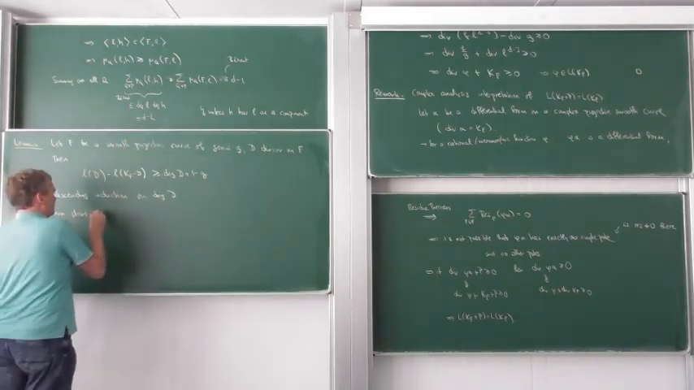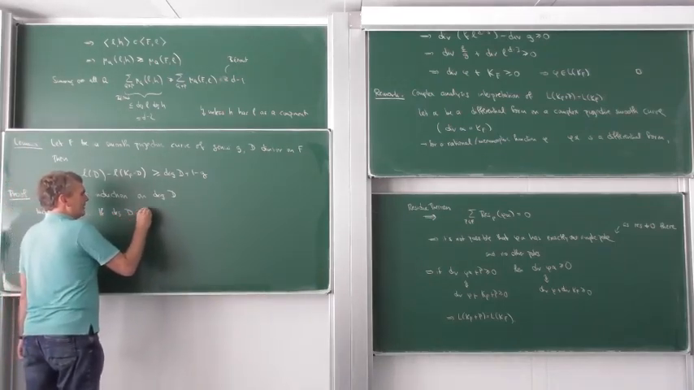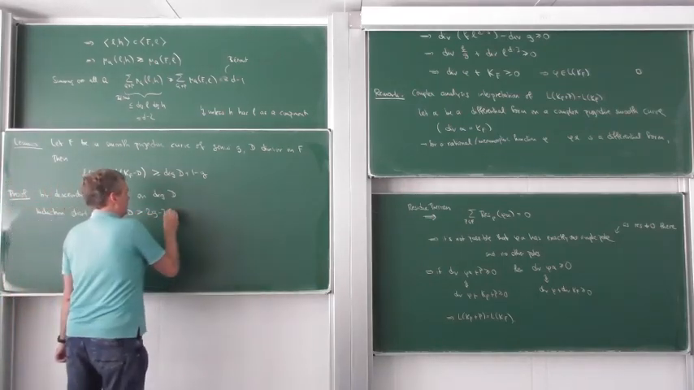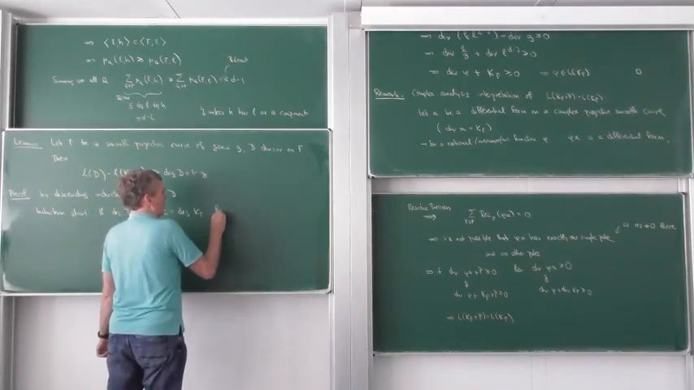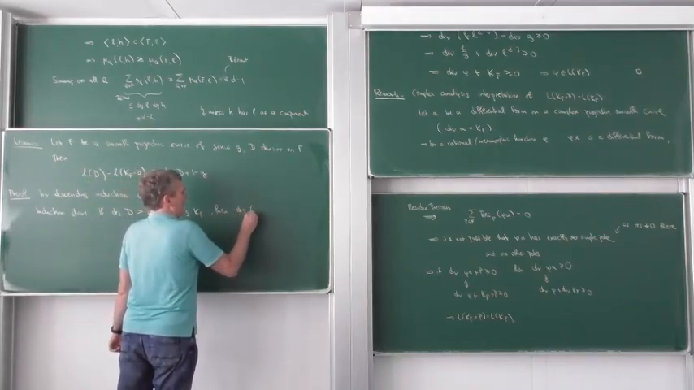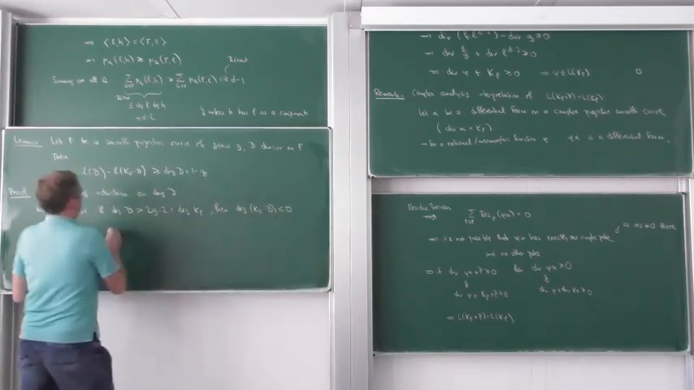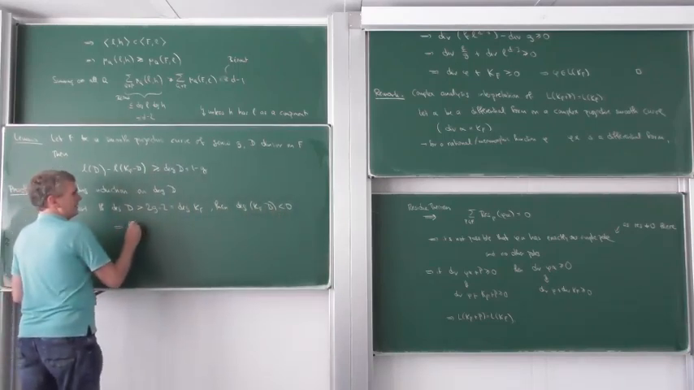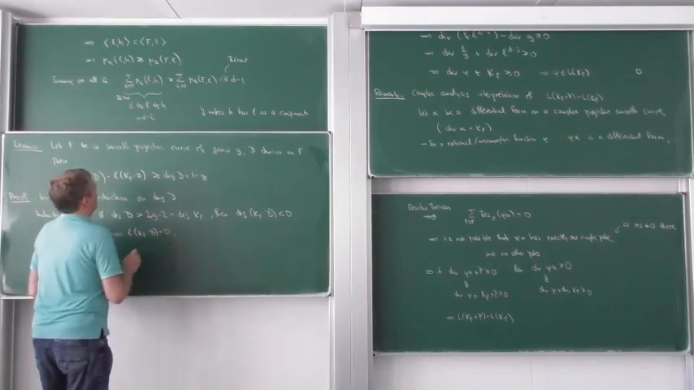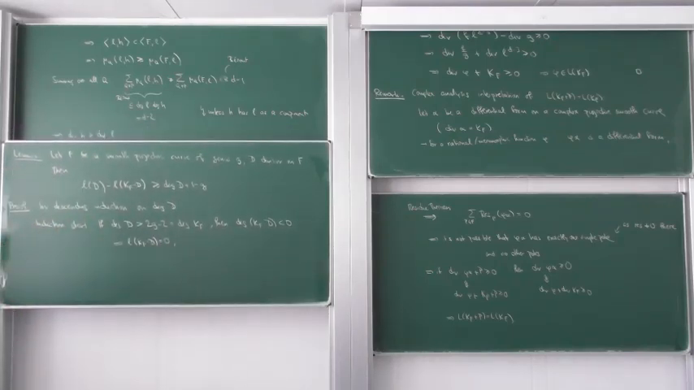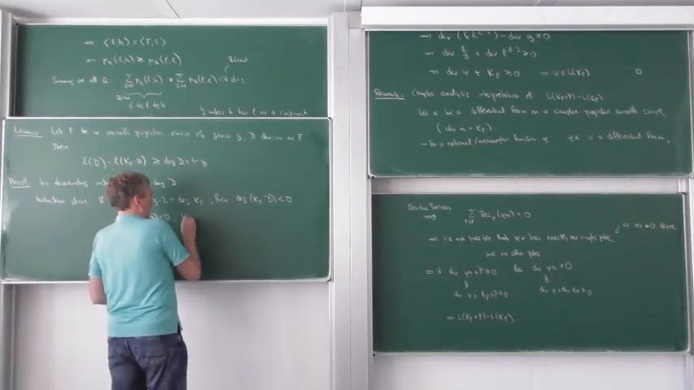So the induction start is if the degree of D is greater than 2G minus 2, which was the degree of Kf, then the degree of Kf minus D is negative. And that means that L of that is 0. And so this is just the old inequality that we know. And that gives us the start of the induction.